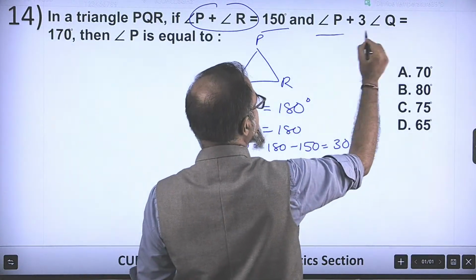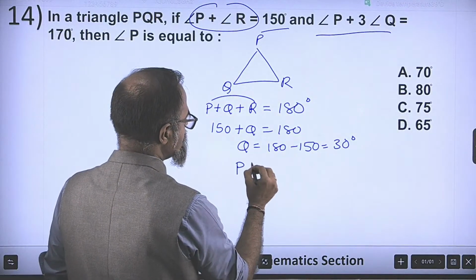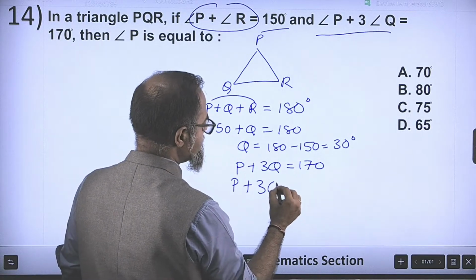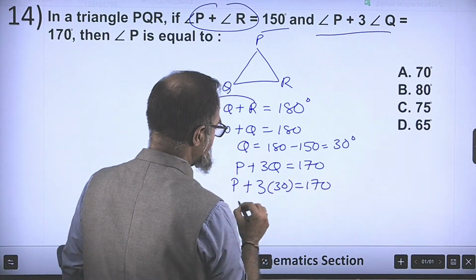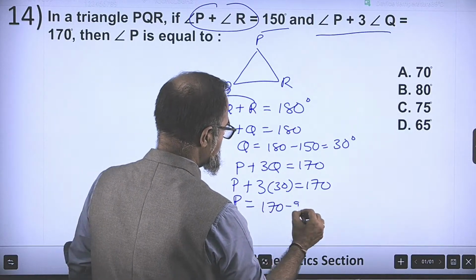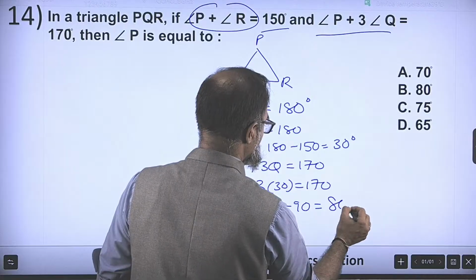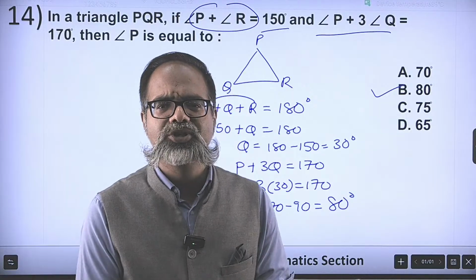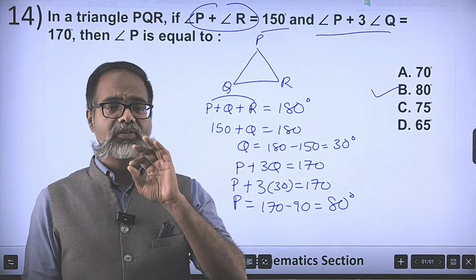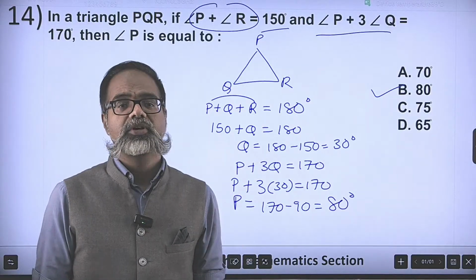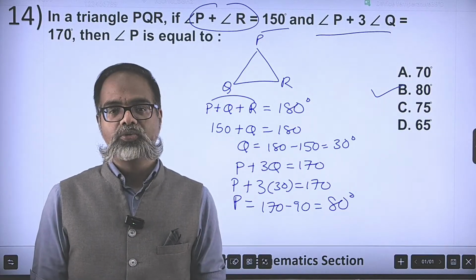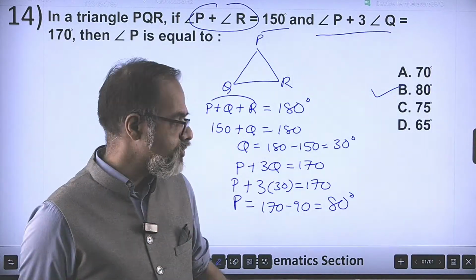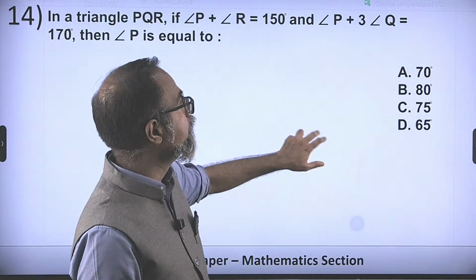Great. Now P plus 3Q is 170. So if P plus 3Q is 170, then P plus 3 into 30 is 170. So P is 170 minus 90, which is equal to 80. Angle P is equal to 80 degrees. Didn't need the diagram actually, because P plus Q plus R is 180 is one of the most fundamental facts of geometry of triangles which anybody is supposed to know, right? Didn't need the diagram, but no harm in making one. So sitter question, absolutely easy to solve. Should be solved, should be earned.